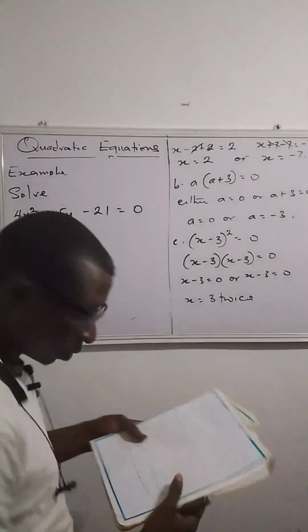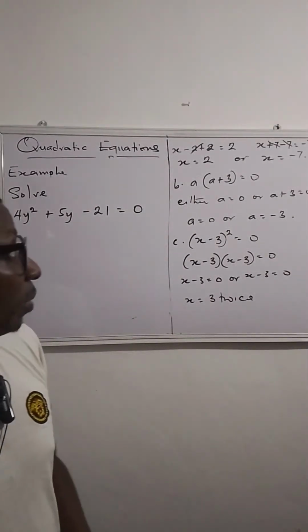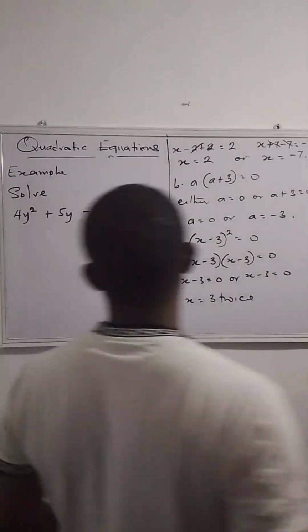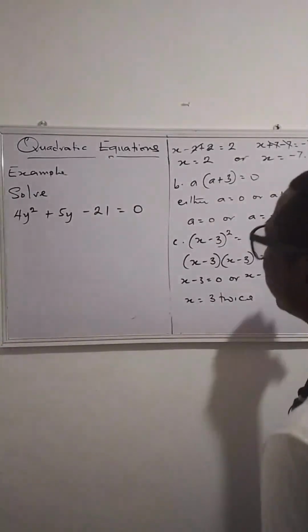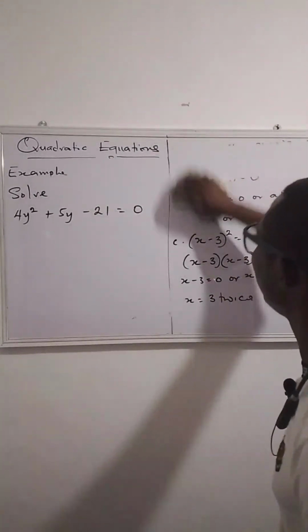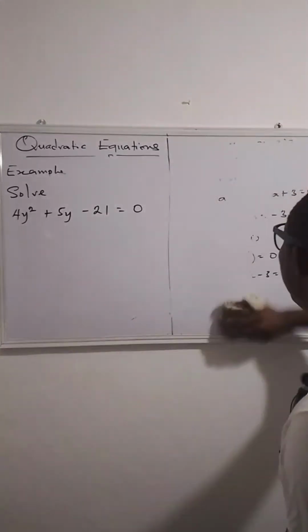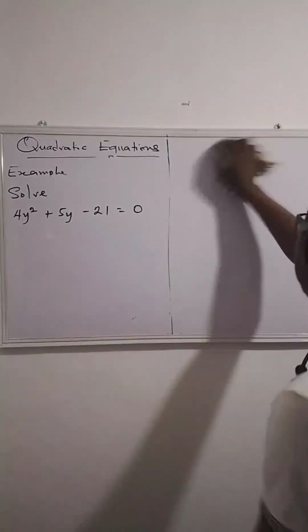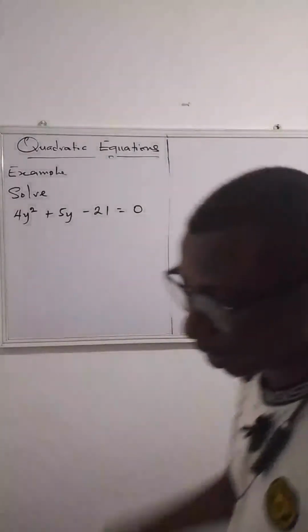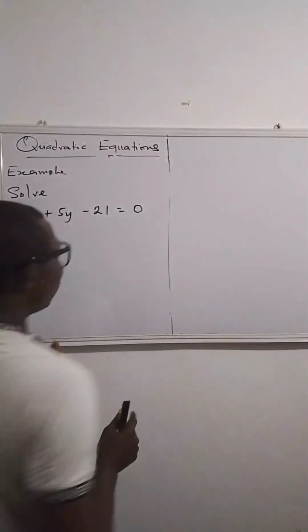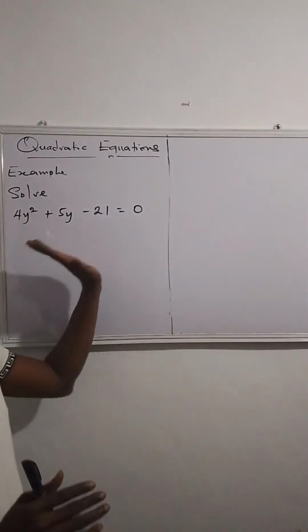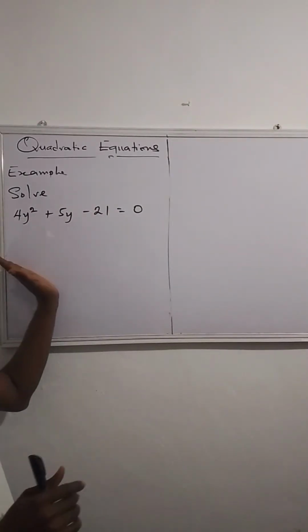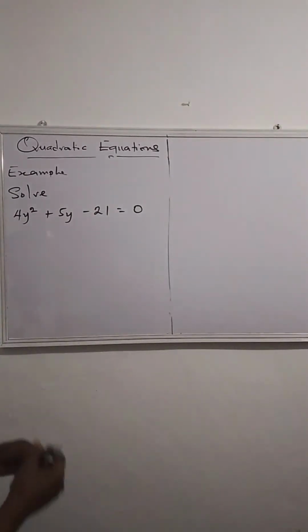All right, so how do we solve this problem? Okay, you have to solve this quadratic equation. Now, when you look at this problem, you will say that the left-hand side is a quadratic expression. All right, so we are going to be making use of the factorization method to solve this problem. Now, let's factorize the left-hand side. Okay, let's do that together.